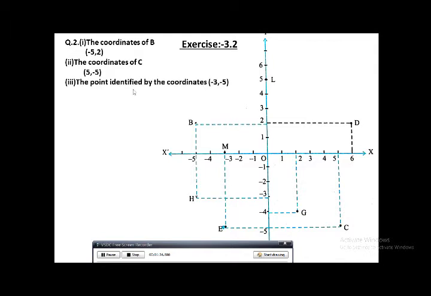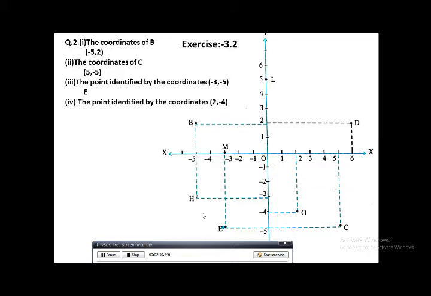Next, the point identified by the coordinates minus 3 comma minus 5. We have to find the name of this point. Here x is minus 3 and y is minus 5, that means below the x-axis at minus 5. You can check, it is minus 5. So x is minus 3, y is minus 5. This point is E. So the answer will be point E.